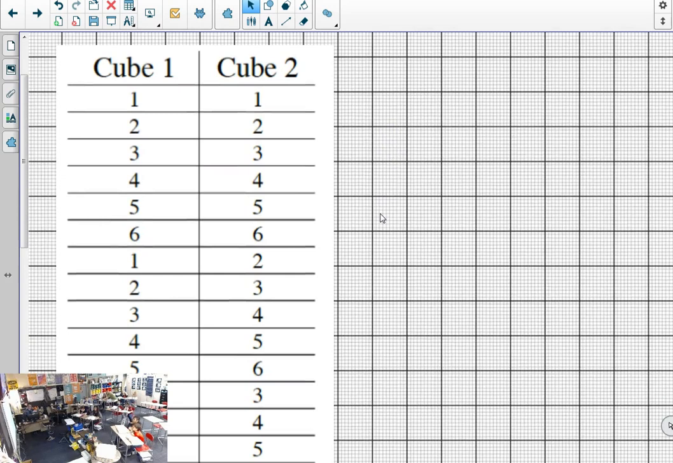Did he talk about every possible option? No. So, Annika, what do you think? Did he list all possible outcomes of rolling the 2 dice? Okay, what is he missing? Can you give me a couple examples?